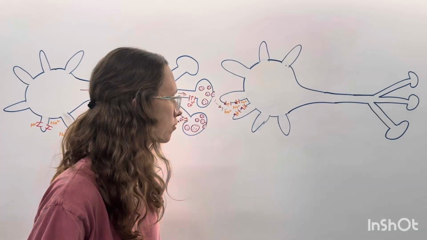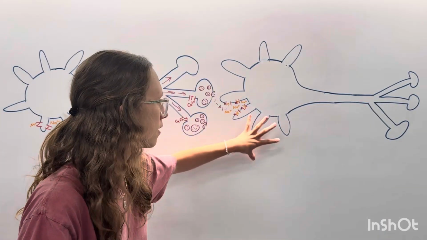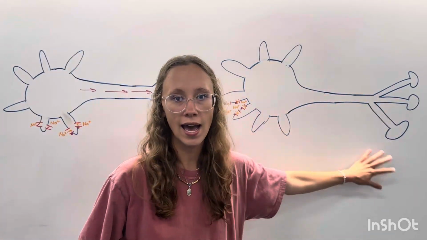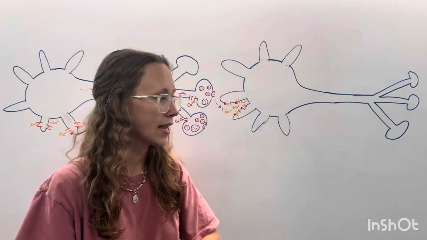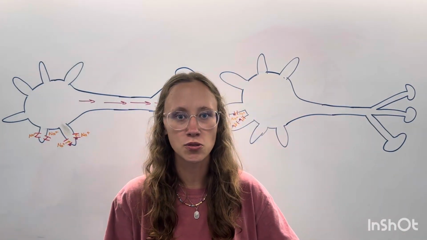You really have to be comfortable with the sodium and potassium ions moving, with the anatomy of the neuron, where this graded potential is occurring versus the action potential, and that graph. So hopefully that cleared up action potentials for you.